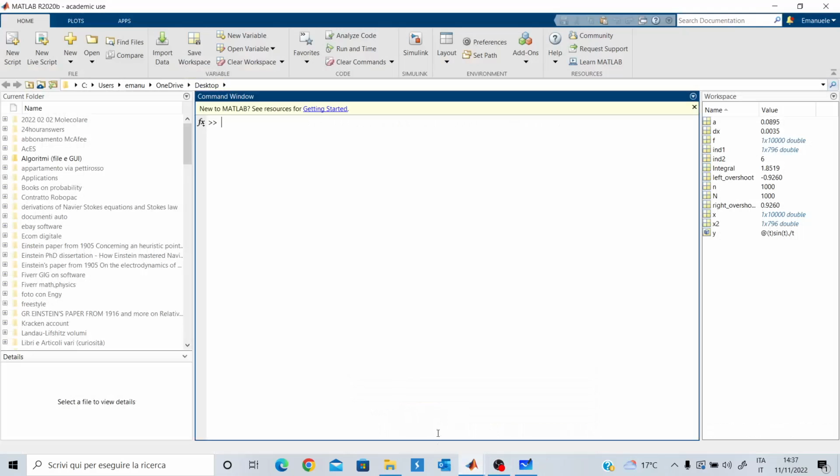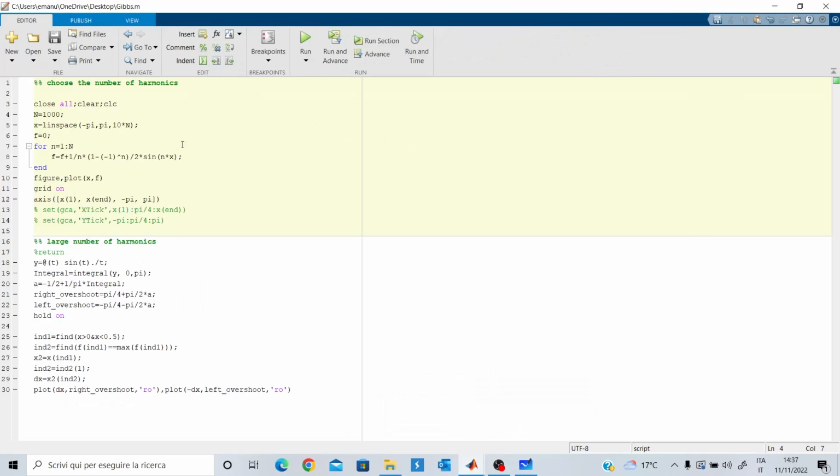I have prepared a script here, which is a very easy script. So I start by setting the number of harmonics here. For example, we can start with 10 harmonics, so n equal to 10. Then I define an interval from minus pi to pi. And then here I calculate the function f sub n in this case, so we are summing all the harmonics.